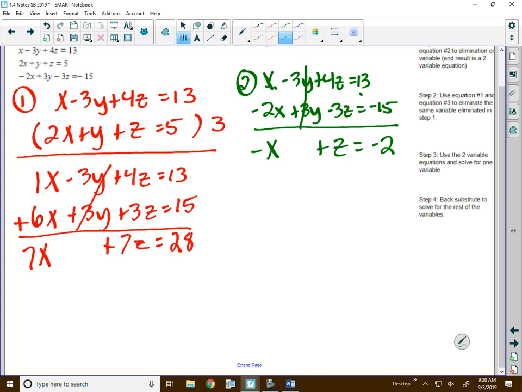Alright. So step 3. On to step 3. It says use the 2 variable equation and solve for 1 variable. Guess what? You're going to do elimination again. Okay? So I'm going to take these 2 equations and combine them into one problem. So I'm going to put them on top of each other like we would do for an elimination problem.